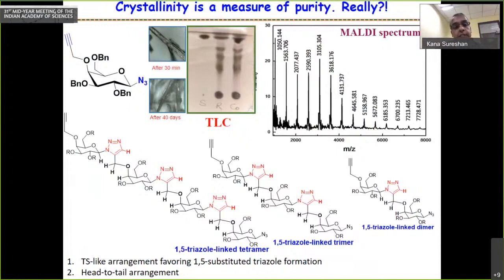Even at 0 degrees, this reaction happens without doing anything. You make the monomer crystal, after some time you have the polymer crystal. And you can isolate some of these oligomers if you stop the reaction in between, and you can find that in all these cases you have a very conserved one-fold triazole linked dimer, trimer, tetramer, etc. Next slide, please.